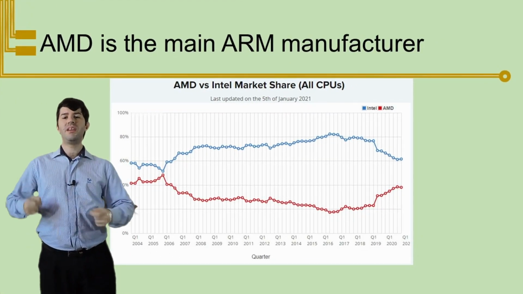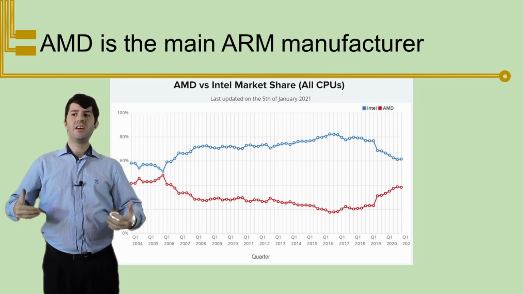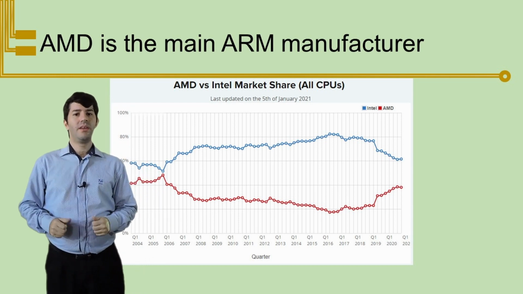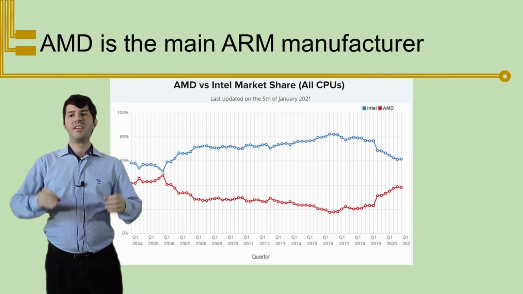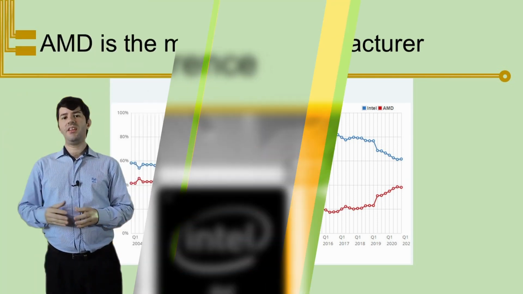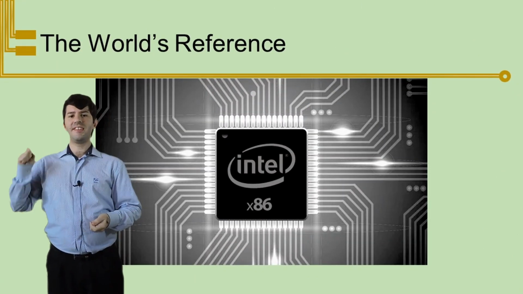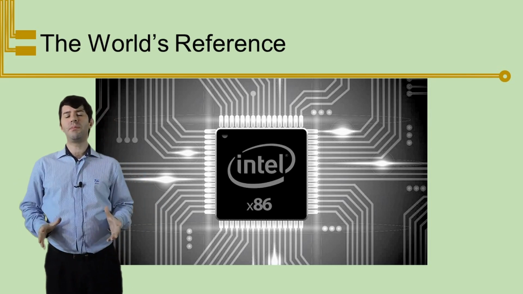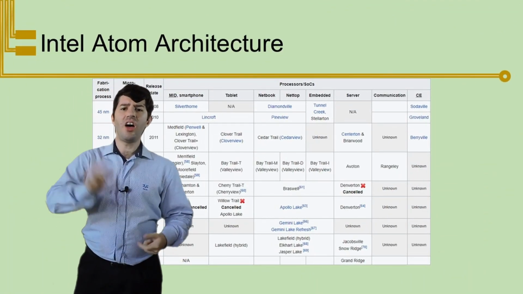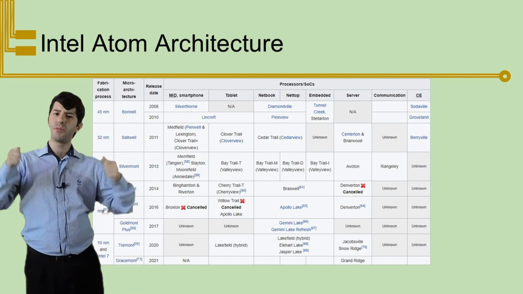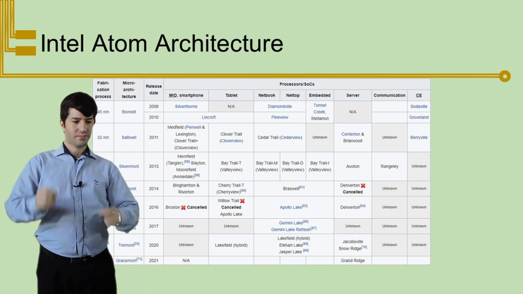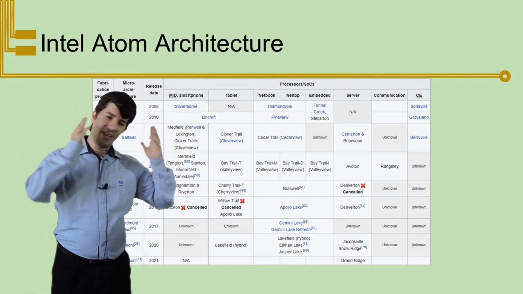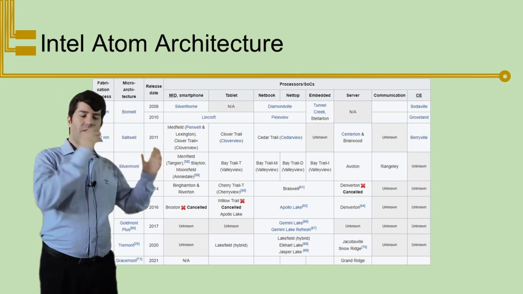ARM is a company that has been trying to take the lead from Intel since its very beginning. And they have done pretty well. But the reference, the leader, is still Intel, and particularly the x86 architecture. The x86 architecture is so popular, it has even beaten out all the other architectures that Intel has proposed. So, I'm sorry, ARM, you've done really well, but Intel is still the global leader.